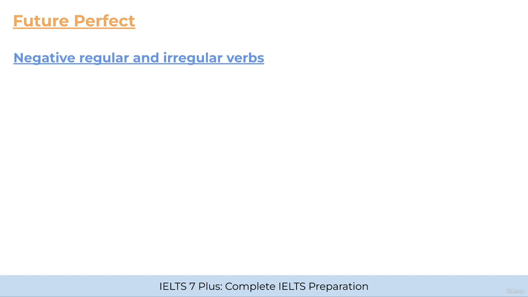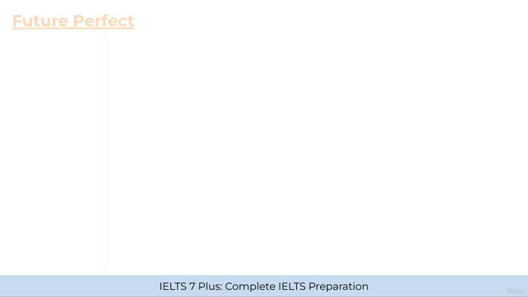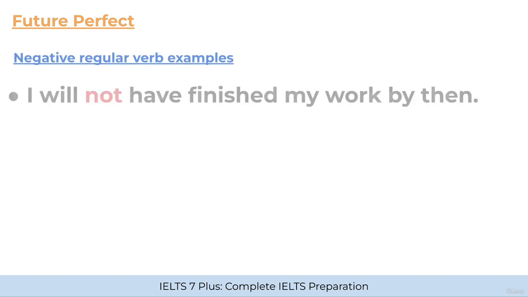Negatives. For both regular and irregular verbs, what do we do? Well, we want to add will not or the contracted form won't. Let's see this in action. Regular verbs: I will not have finished my work by then. So I've highlighted the not here so that we can see what that is. It's after the will but before the have, so in the middle of our auxiliary verbs.